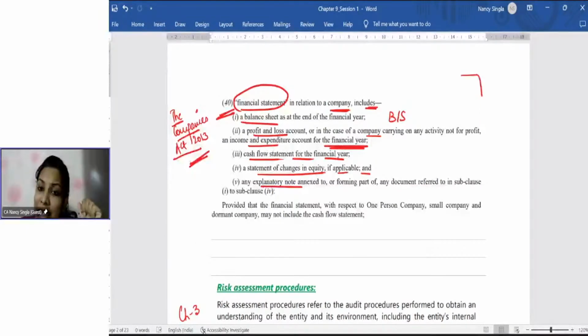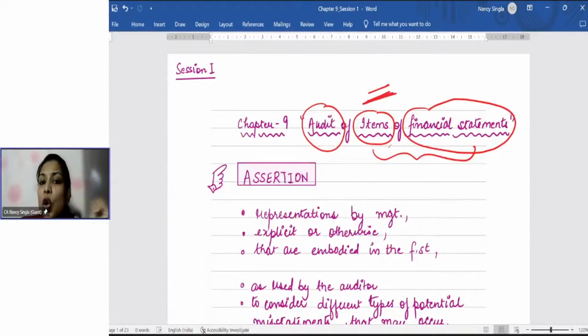So unless and until the auditor gets comfort with respect to the various items appearing in the balance sheet, the profit and loss account, the cash flow statement, the statement of changes in equity, and the explanatory notes to accounts, the auditor is not in a position to give an opinion on the financial statement as a whole, right? So in order to fulfill the objective as per SA 200, whereby the auditor has to express an opinion on the financial statement as a whole, the auditor will have to conduct the audit of each and every item of the financial statement.